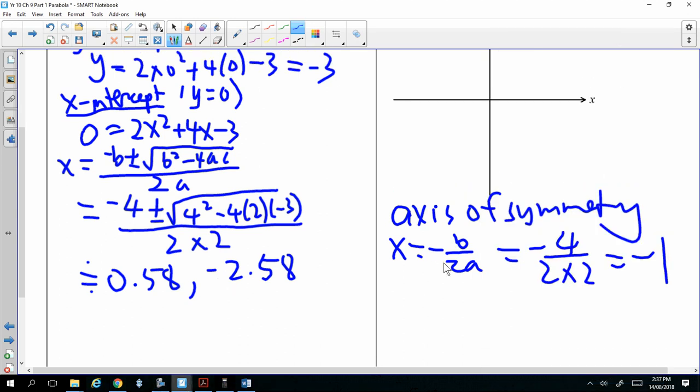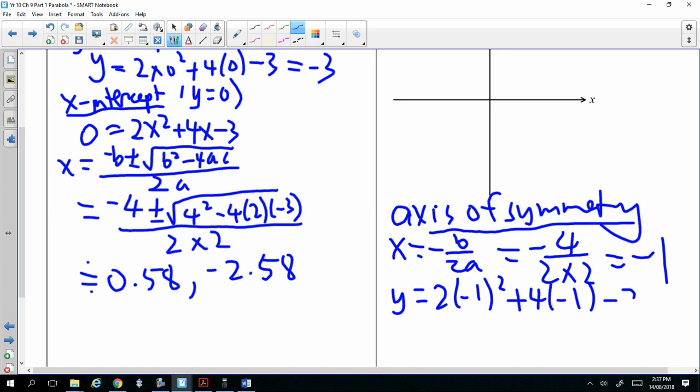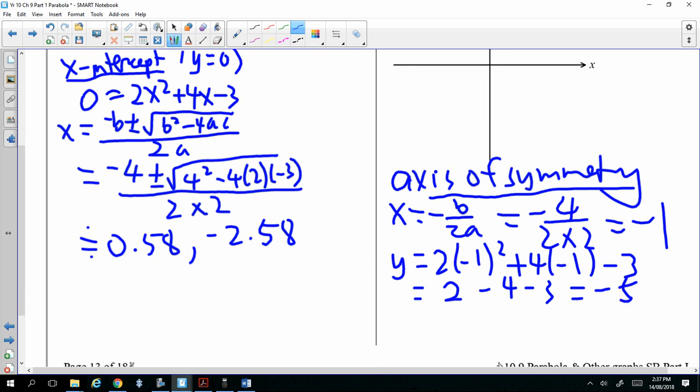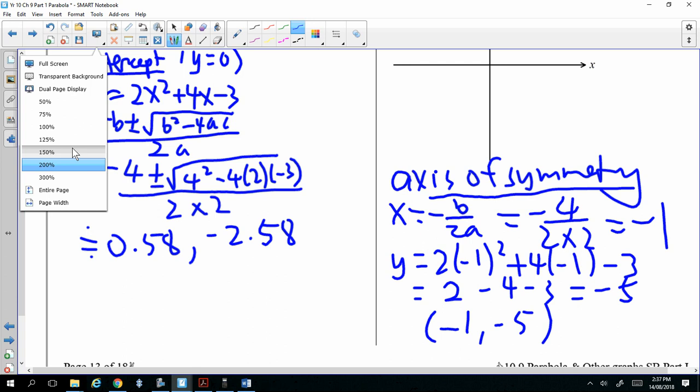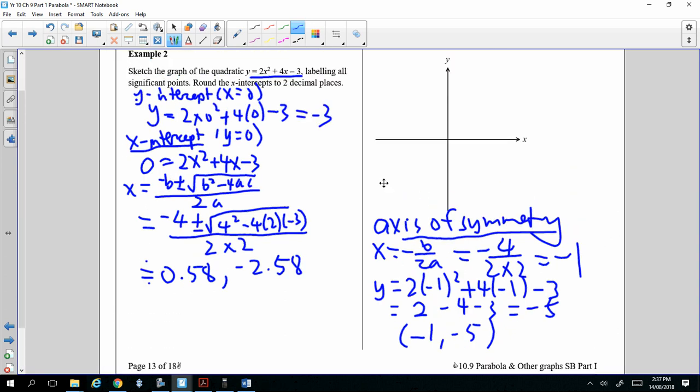We also have to find the turning point. To find the turning point, we substitute that into y. And then if you use your calculator, you will get 2 minus 4 minus 3, and you get negative 7 plus 2, negative 5. So the vertex is negative 1, negative 5. All right, we'll highlight the important bits because these are the parts we're going to show on the graph. So we have to show your x-intercepts, the y-intercept, and the vertex, and we'll draw.